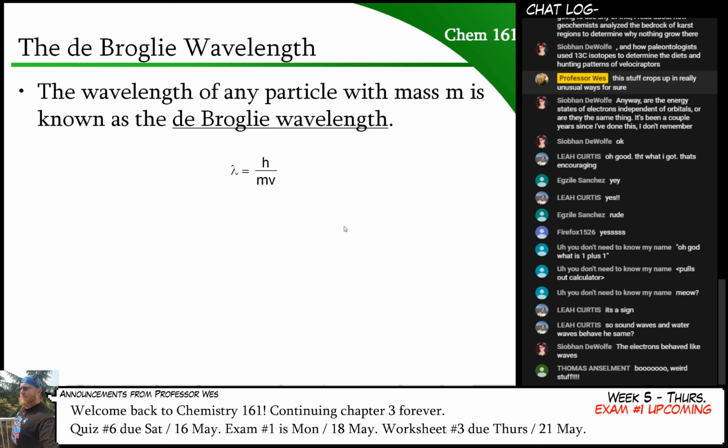And so the wavelength of any particle with a known mass is given by this equation. So this is Planck's constant. This is the mass in kilograms. And this is not frequency. This is why quantum mechanics is obnoxious. Well, this is one of the reasons, I guess. This is how fast the particle is moving, which is a velocity.